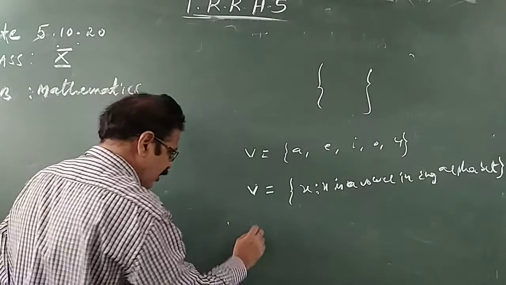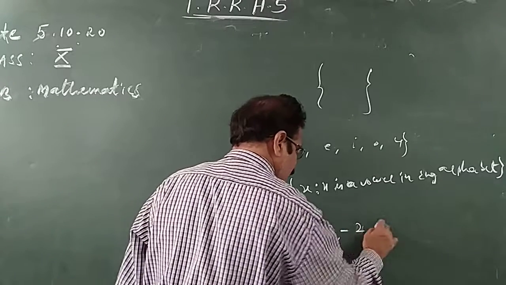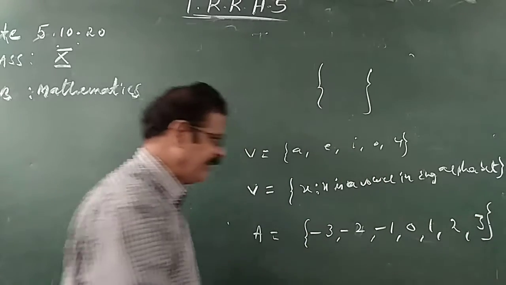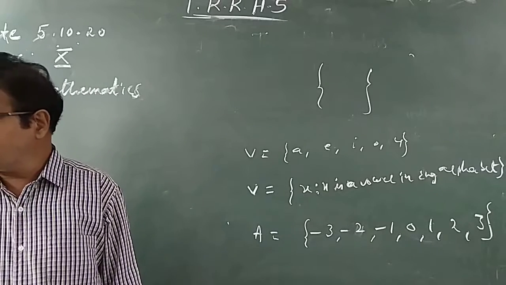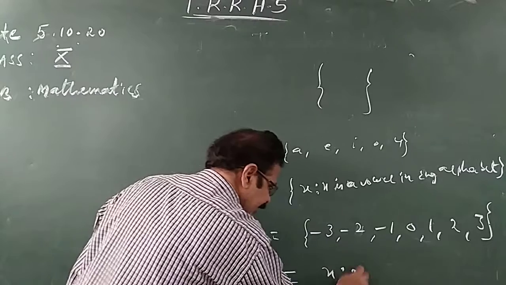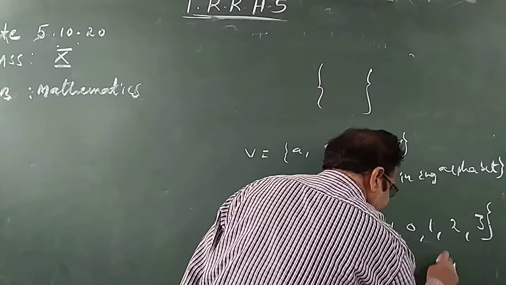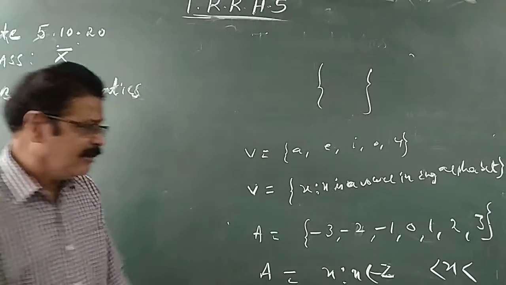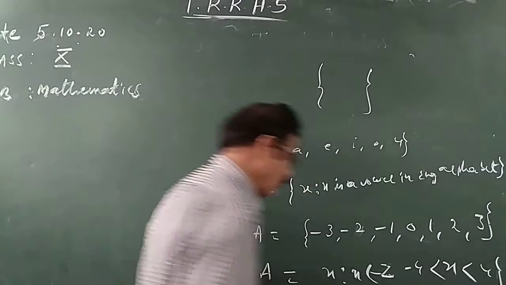One more example I will give you. A equal to {-3, -2, -1, 0, 1, 2, 3}. So this is roster form. The set of integers lying between -4 and +4. How can you write the set builder form? Use the arbitrary letter x such that x belongs to the set of integers, and x lies between -4 and +4. Lies means the less than symbol is used on either side of x. So x values are between -4 and +4.